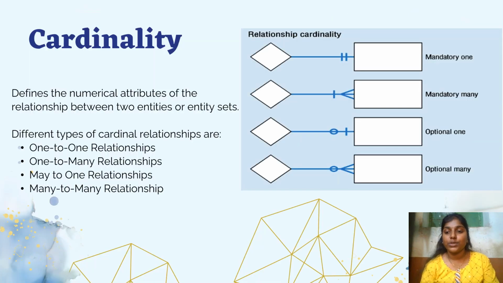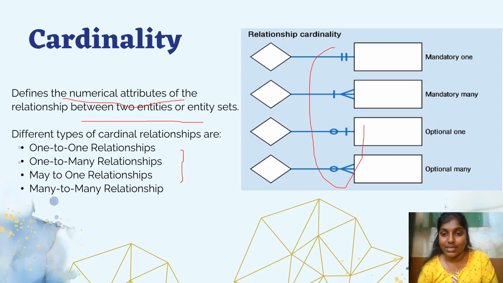We also need to learn about another topic, that is cardinality, in order to learn in depth how to use ER diagrams and how to draw them. Cardinality defines the numerical attributes of the relationship between entities. So this is the same as relations: one-to-one, one-to-many, many-to-one, and many-to-many. This is the relationship cardinality, and they are represented by using these symbols. So these are the differences between relations and cardinality.